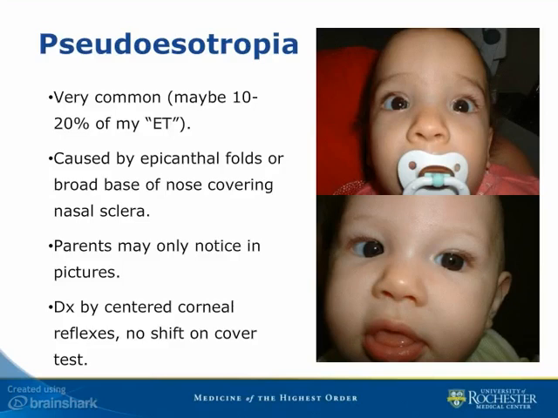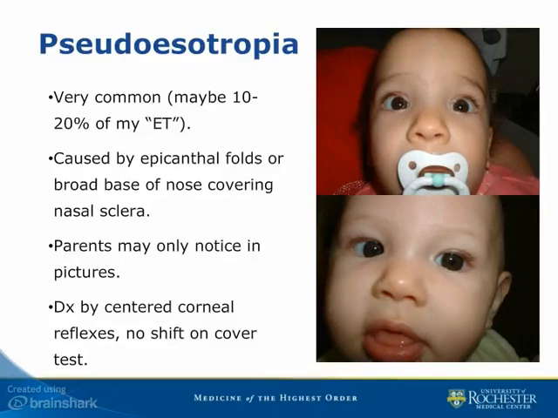Pseudoesotropia is very common, especially in patients younger than a year and a half of age. It's probably 10 to 20% of my patients with esotropia coming into my office. It's either caused by epicanthal folds or a broad base of the nose which covers the nasal sclera, and the parents may notice it only in pictures like in these 2 examples. You can diagnose it in the office by having a centered corneal reflex as well as nose shifting on cover testing.